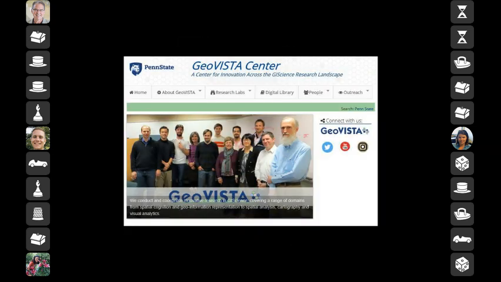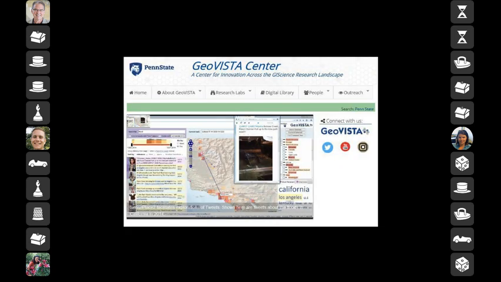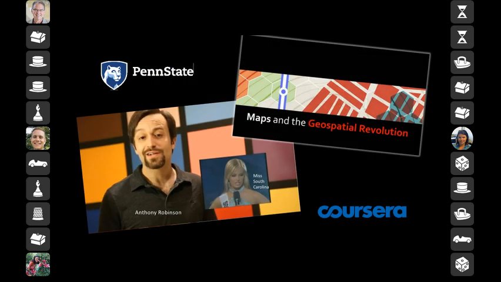Penn State professor Alan MacEachren, who coined the term geovisualization, later founded the GeoVista Center, which has produced many compelling visualization tools, publications, and leading scholars. One of those scholars is Anthony, who famously developed the massively open online course Maps and the Geospatial Revolution in 2013. Having attracted some 50,000 students, that MOOC remains the largest single class on cartography and GIS ever.